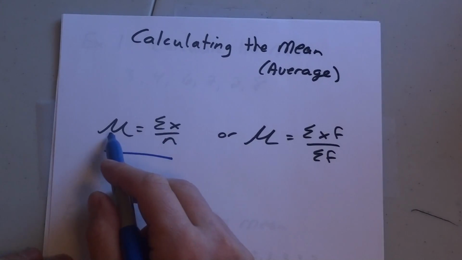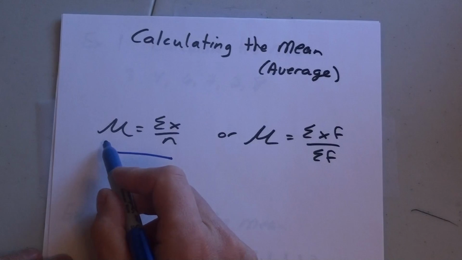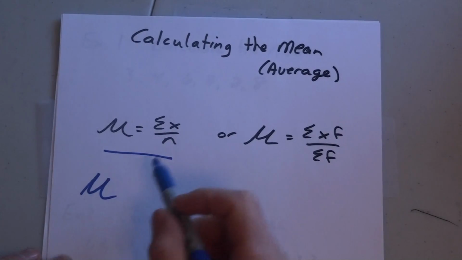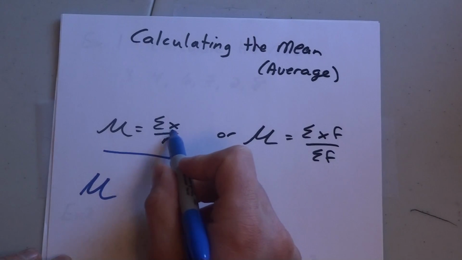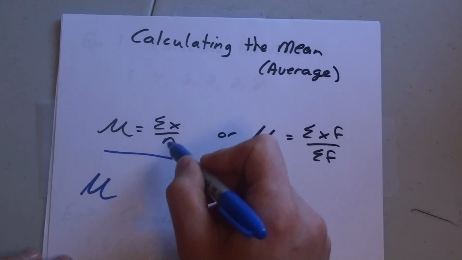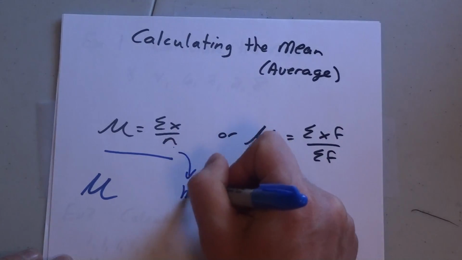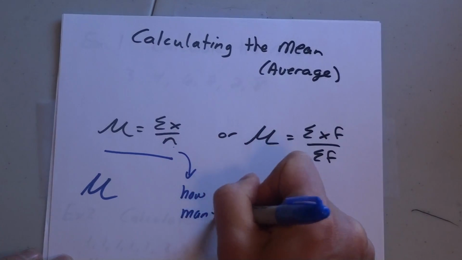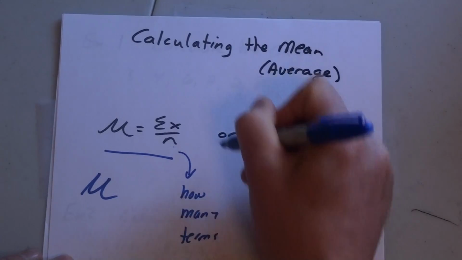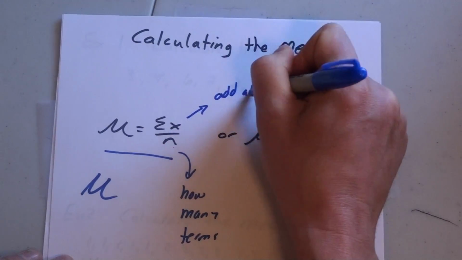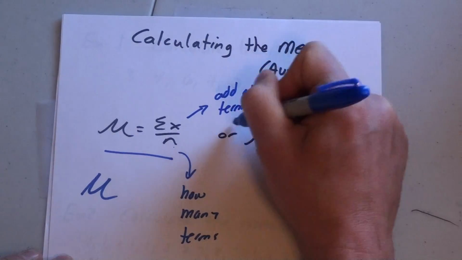The first one is the average, which is denoted by the mu, which is basically an m and a u combined. It's a Greek letter. Mu equals the summation of x, so all your x values added up, divided by n. Okay, so n is how many terms, and summation of x basically means add all terms up.